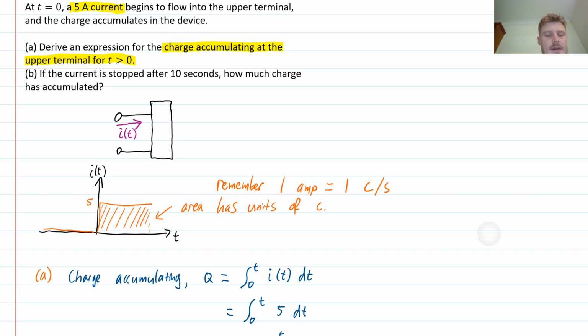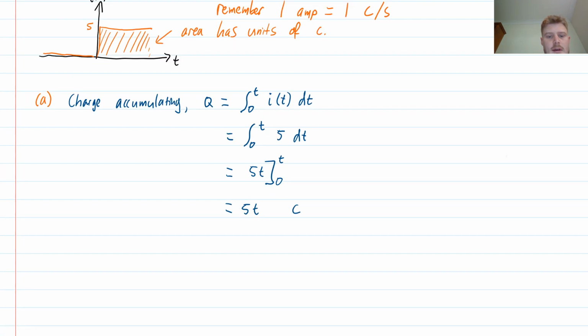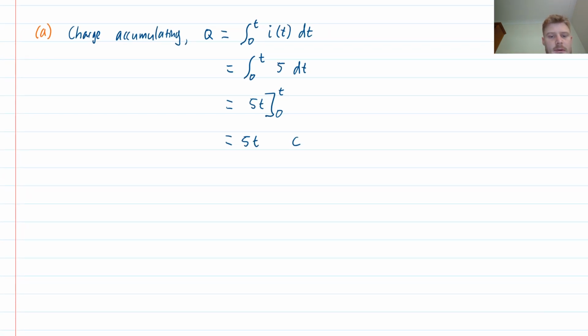So this is part A, derive an expression for the charge that's accumulating. And then part B says if the current is stopped after 10 seconds, then how much charge has accumulated? So for part B, what we would do is simply take our expression from before and evaluate that at 10 seconds. So that would just be 5 times 10, which is 50 coulombs of charge.